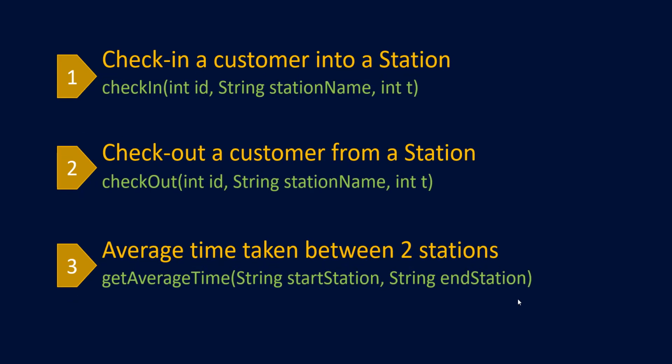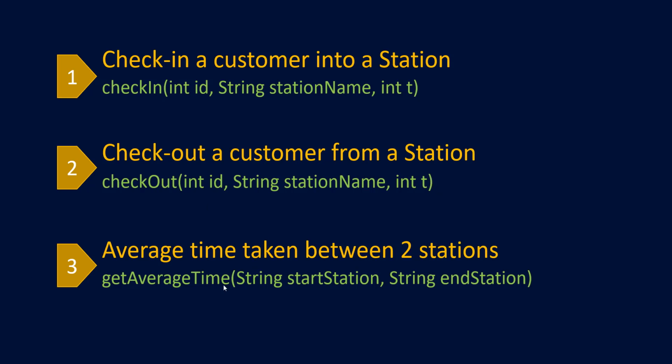The method signatures that are given to us are as shown. So the check-in would take an integer ID which is the customer ID, the station name that the customer is checking into and the time at which the customer checks in. The checkout would also have an ID for that particular customer, the name of the station that the customer is checking out from and the time at which he checks out.